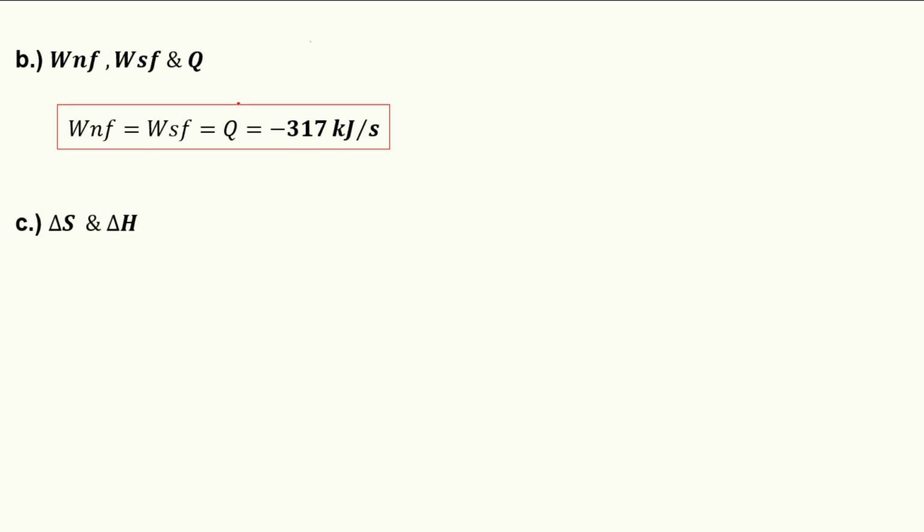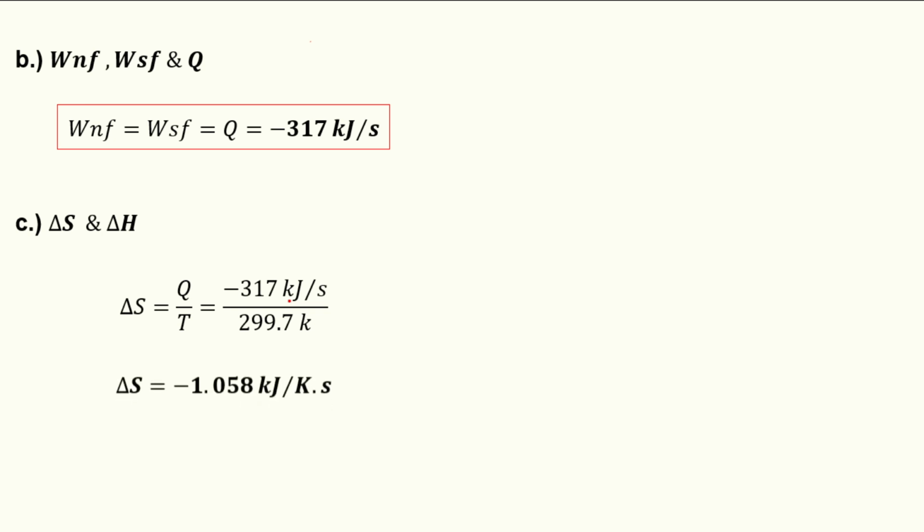Okay. So for delta S and delta H, since ang given natin ay heat and temperature, ayun yung gagamitin natin. Ito yung gagamitin natin na formula. Delta S is equal to Q over T, where heat natin is negative 317 kilojoules per second and temperature natin ay 299.7 Kelvin. So, walang makakancel na units.